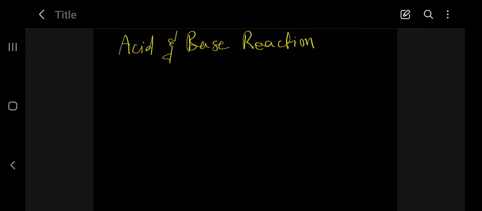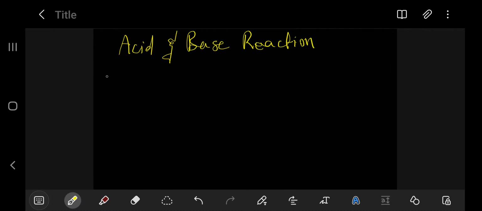In this video we want to look at acid and base reactions, right? If we have a reaction between an acid and a base, we call this reaction a neutralization reaction. Meaning if a base and an acid react, they are neutralizing each other. So it's a neutralization reaction, right?